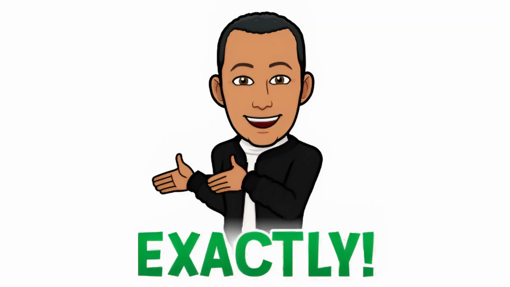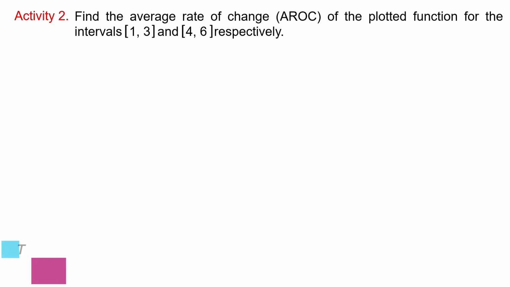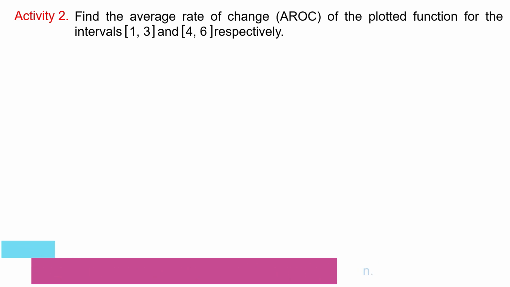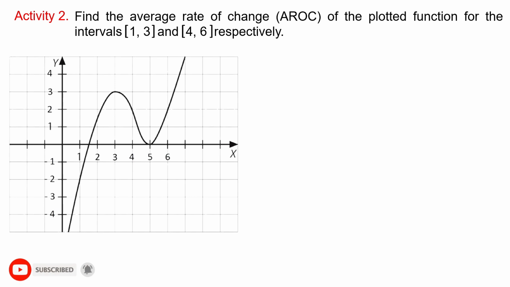Very well. Let's look at the second activity. Find the average rate of change of the function plotted for the intervals [1, 3] and [4, 6] respectively. In this case, we have a function given by its graph. So, let's start with the first interval, [1, 3]. Taking into account the formula, we replace the values of the interval and we would be left with.